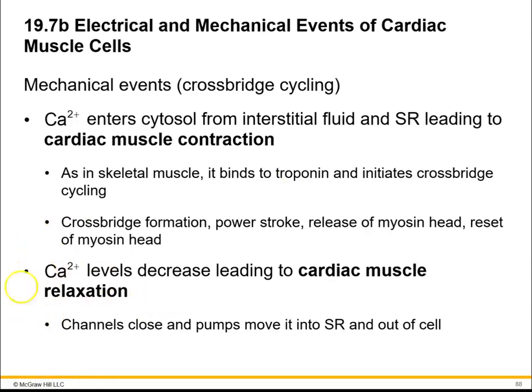Eventually, you are going to get a decrease in the calcium levels, and that's going to lead to relaxation of the cardiac muscle. So those calcium channels close, and the calcium pumps move it from the cytosol into either the sarcoplasmic reticulum or outside of the cell.